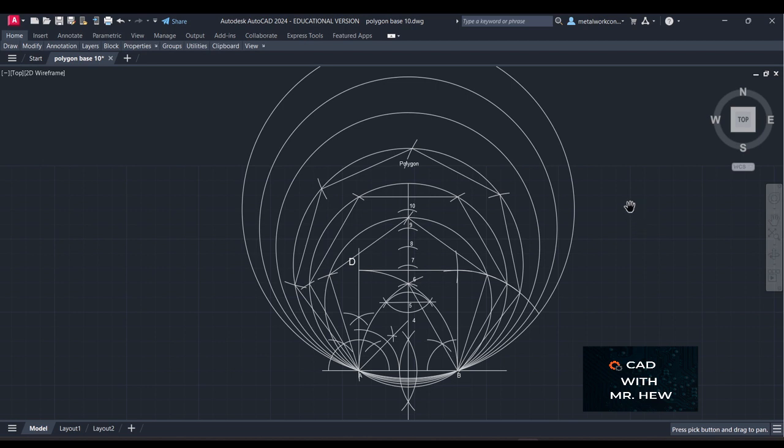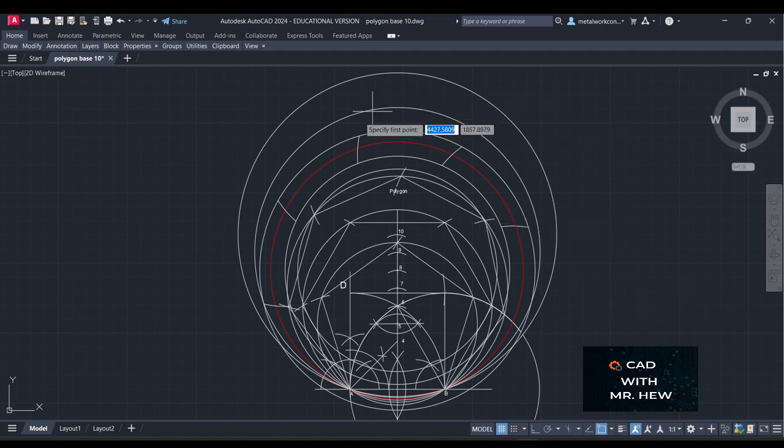To get the octagon, it will be the same process. So here's the next circle, the circle drawn from center 8, right? And we would do the same procedure to mark off the sides from B. So let's go.